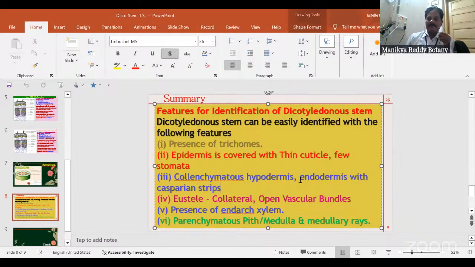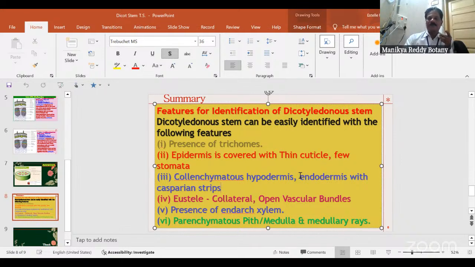It is made up of a single layer of cells. Its radial walls are very thick because of the deposition of cell wall materials like suberin. That thickness was for the first time noticed by Caspari. That's why these strips are named after the scientist who discovered them, Casparian strips. The endodermis can be recognized by one more feature in dicot stem.